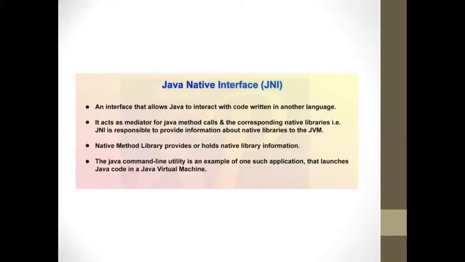JNI is responsible for providing information about native libraries to the JVM. It will tell us which different libraries you require if you are interested in running some type of native code that is not available in Java. The native method library holds native library functions. The Java command line utility is an example of one such application that launches Java code in the virtual machine. When we perform this command line function, you will be able to understand all these things.